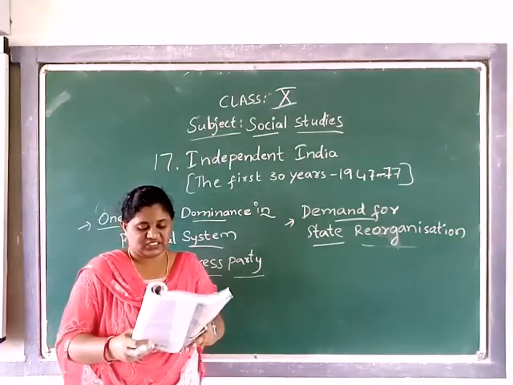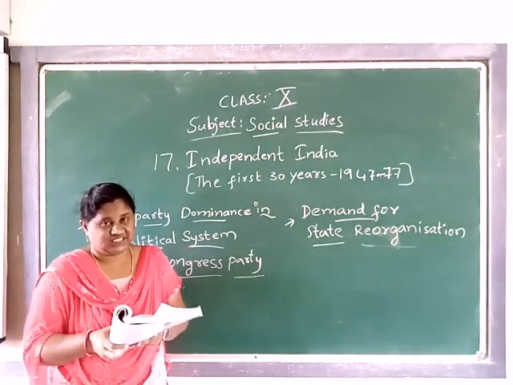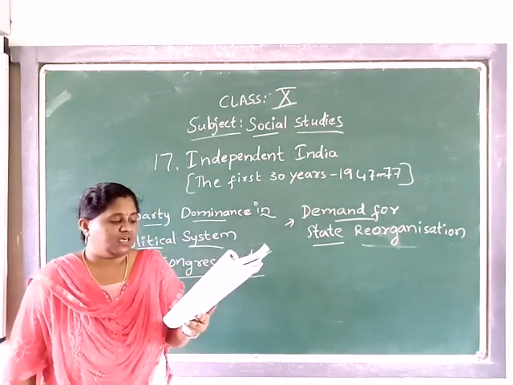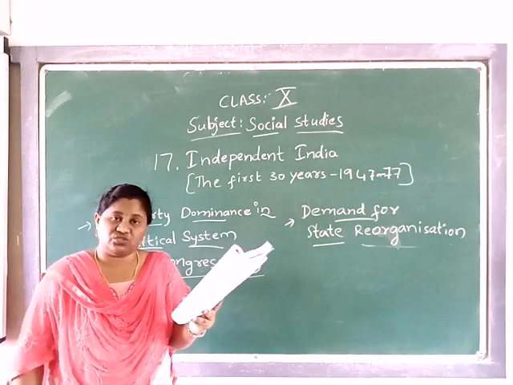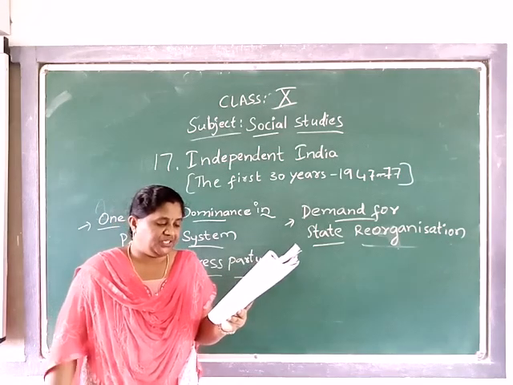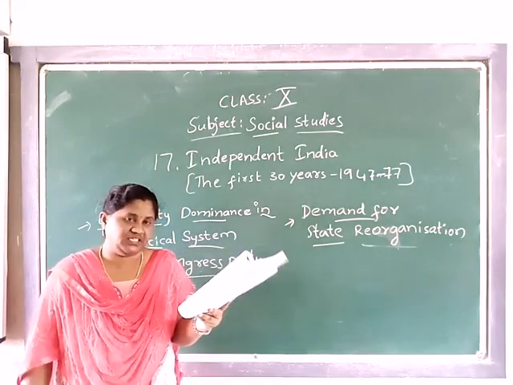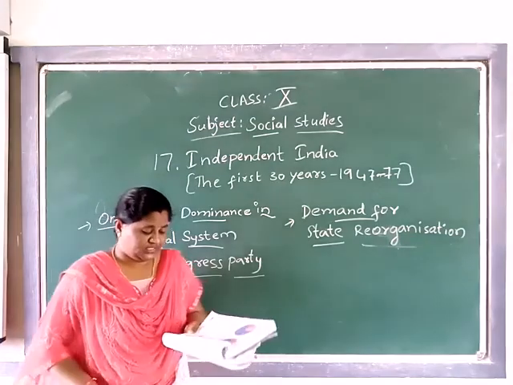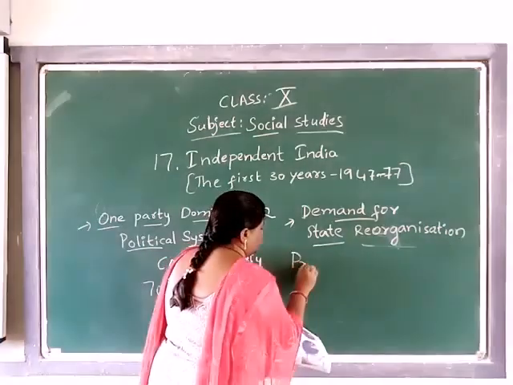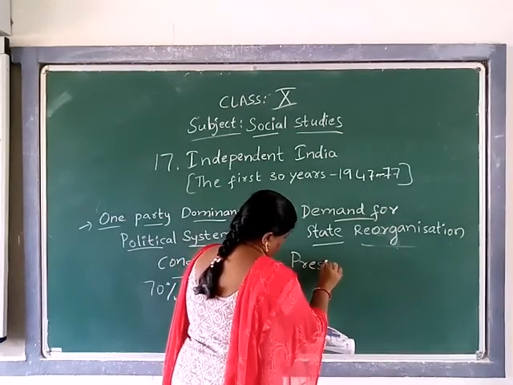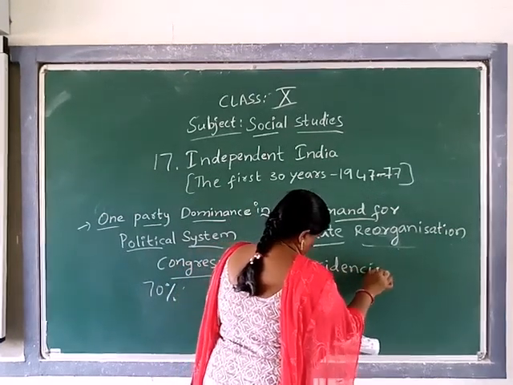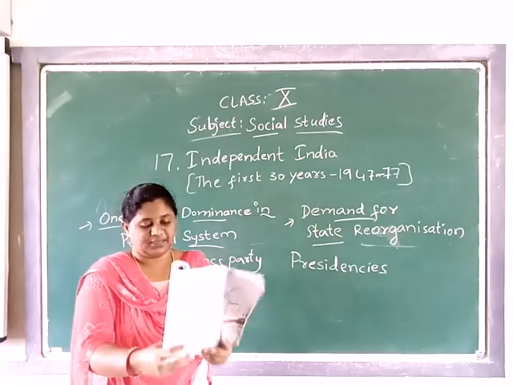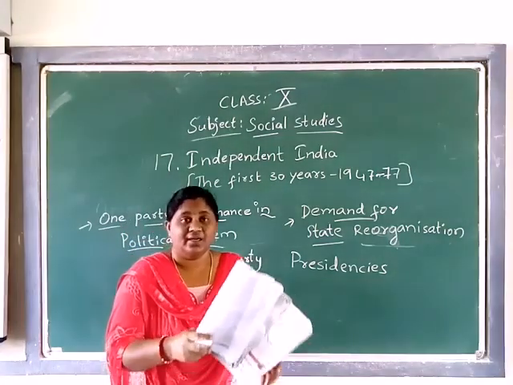Do you know the princely structure? I'll tell you here, presidencies. Among the first challenges that the new nation faced was the demand for reorganization of states on the basis of language, as I told you. During the British period, the country was divided into presidencies. During the British time, the country was divided into which system? Presidencies. Which presidencies were there at that time? During the British rule: the Calcutta Presidency, Madras Presidency, and Bombay Presidency.